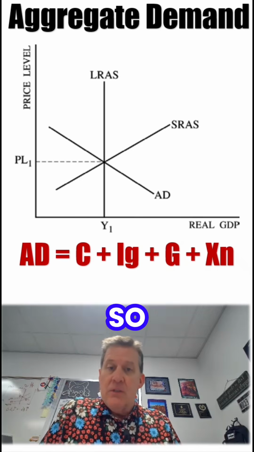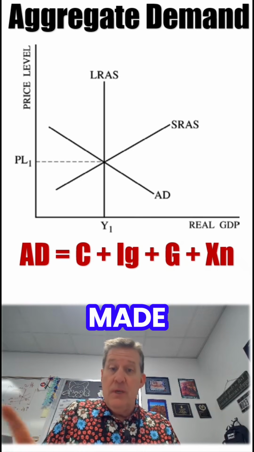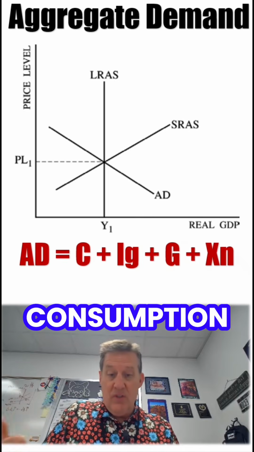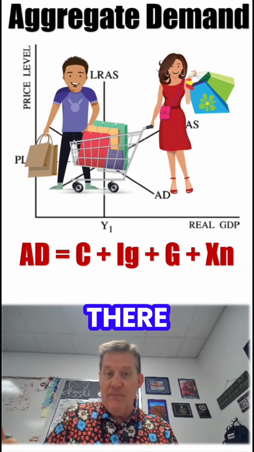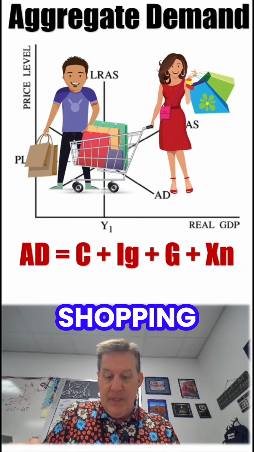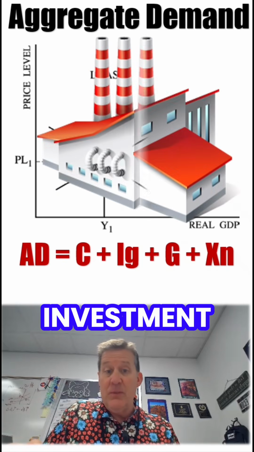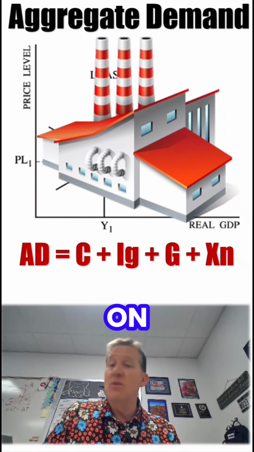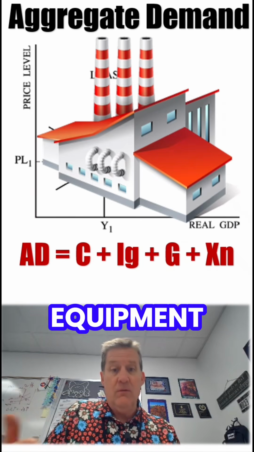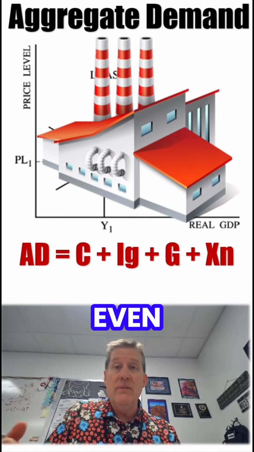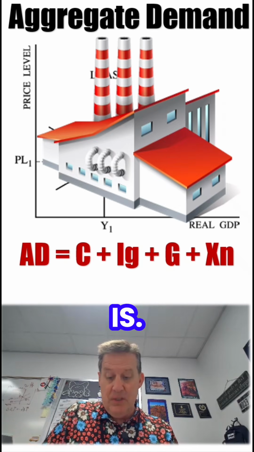All right. So the aggregate demand curve is made up of all of our consumption spending. Let's look at that. There it is. Us out shopping. It also includes investment spending, which is spending by businesses on capital equipment or inventories, or even new housing construction. So that's what investment is.